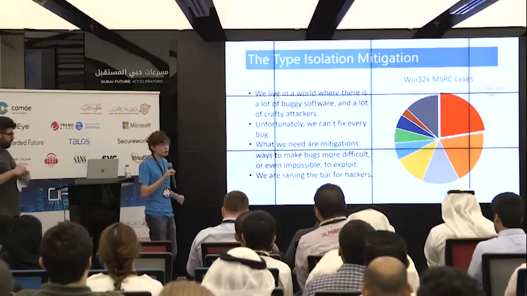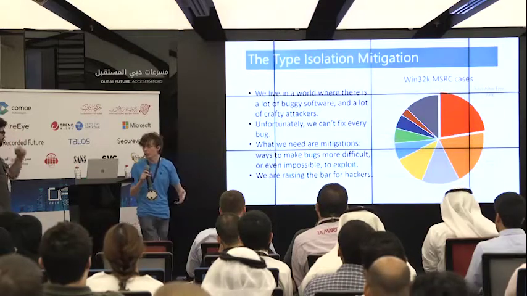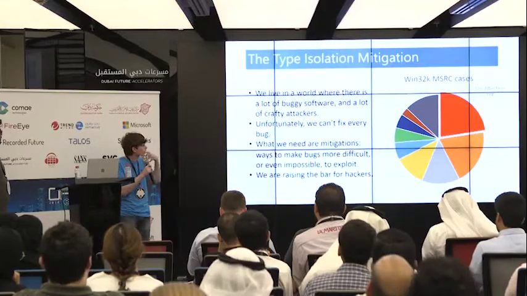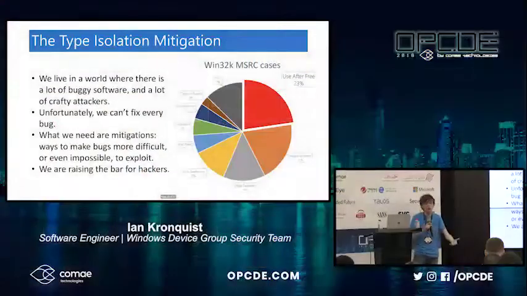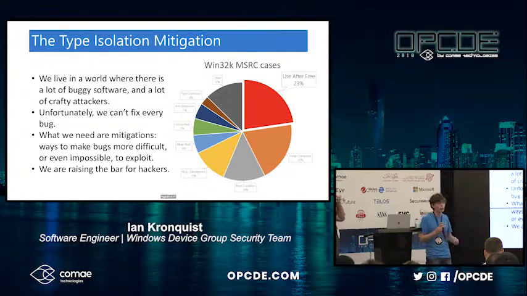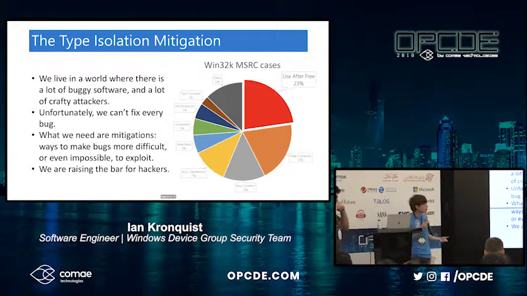Hello, everyone. My name is Ian Kronquist, and today we all live in a world full of vulnerable software, as you heard in the keynote. And there are thousands of developers throughout the world who are introducing new security bugs every day. And we can't fix every bug. And so in the face of this systemic problem, we need a systemic solution, something like mitigations. Mitigations are a way for us to raise the bar against hackers and make bugs difficult to turn into exploits or even impossible.